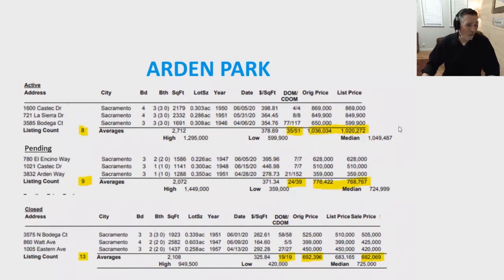If I looked in Arden Park, I'm looking at all these same dynamics. It looks like there are fewer listings and recent sales, so that probably means the market's competitive. When I look at days on market, it looks like it's taking longer to sell among current stuff. And when I look at the original list price versus the sales price and pendings, it's all about 2% or so. So it looks like there hasn't been a real change among pendings and listings.